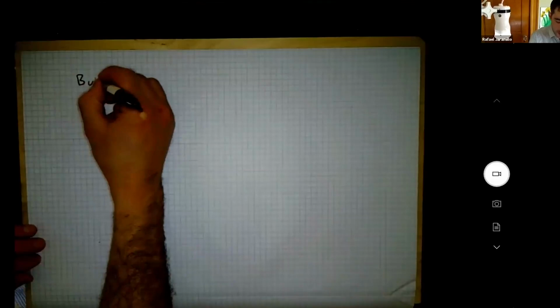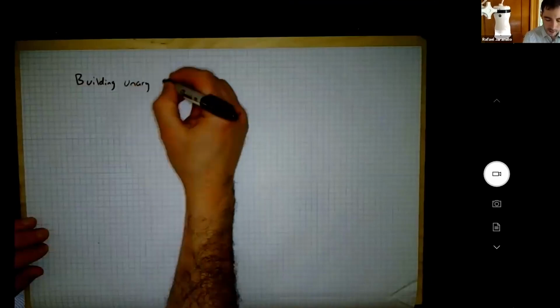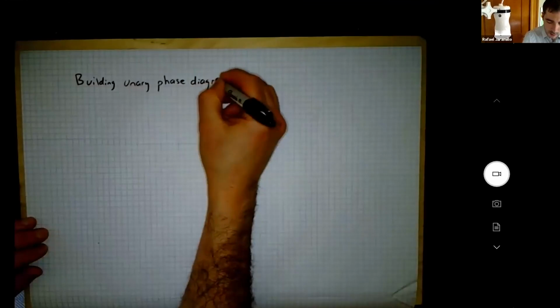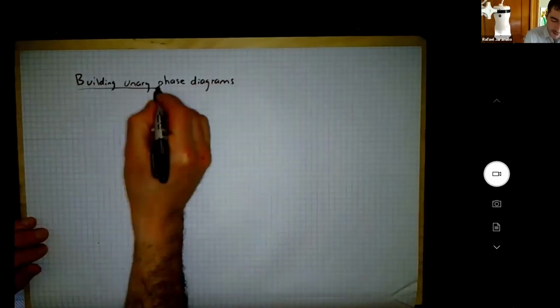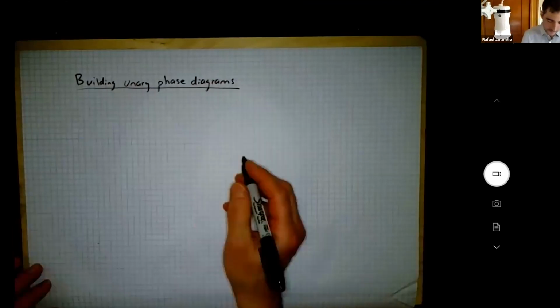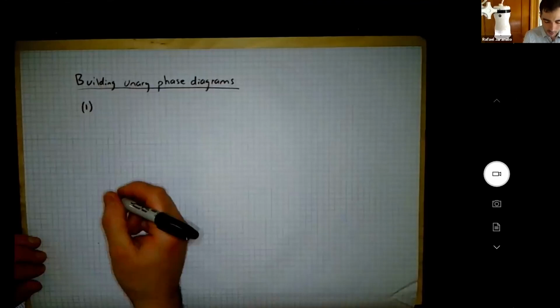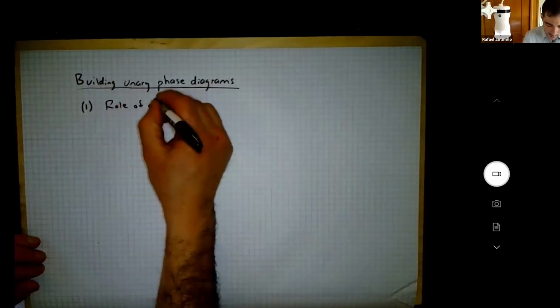All right, so let's talk about building unary phase diagrams. We've talked a little bit about what happens when phases transform. How do we build the diagrams? And I'll remind you that the reading for this is chapter 7. First, I want to talk about the role of chemical potential. Why do I want to talk about that?